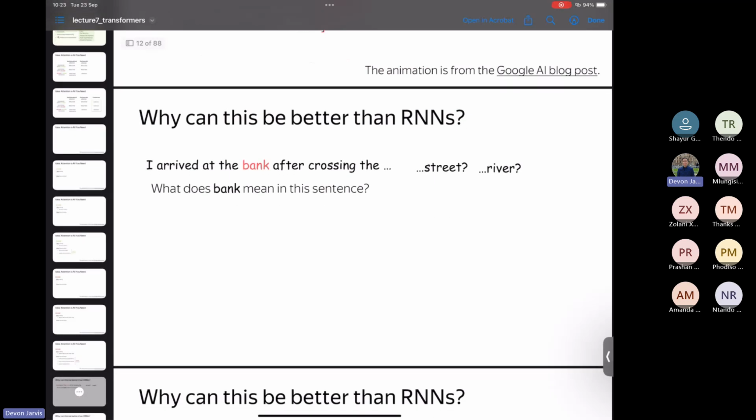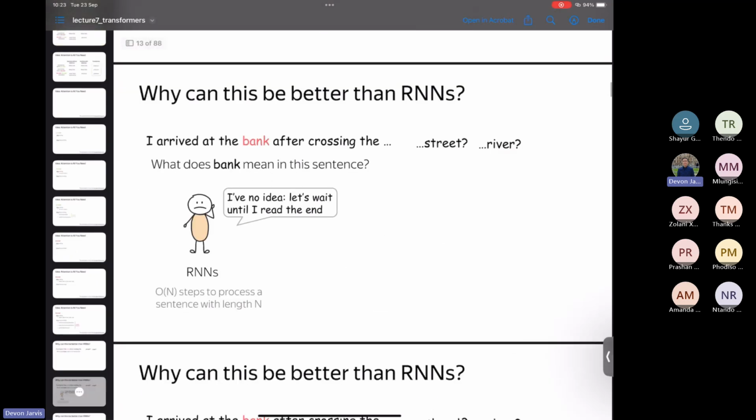So here's the example that we've already made. I arrived at the bank after crossing the street or river. You don't know in this case what bank means in the sentence, and so you need to try and find other information. So the RNN would say, I have no idea. Let's wait until I read until the end. So now I have to go through the entire sentence before I can start disambiguating that word bank. I have to get to the point where I see the word street or river before I can start to say what I'm talking about.